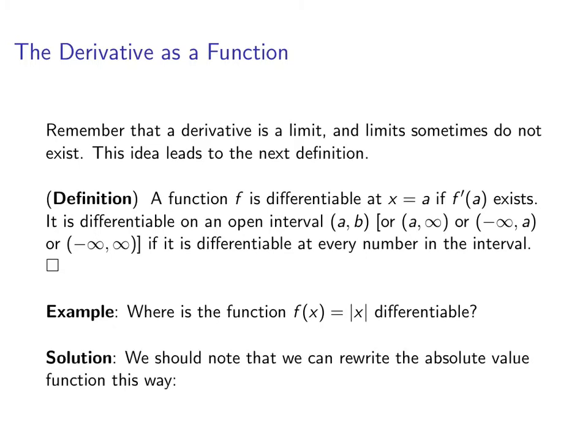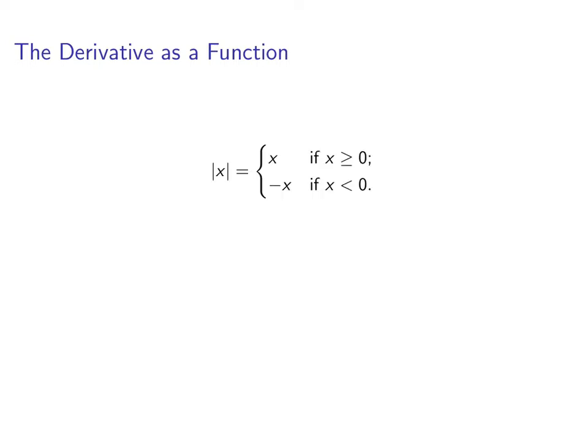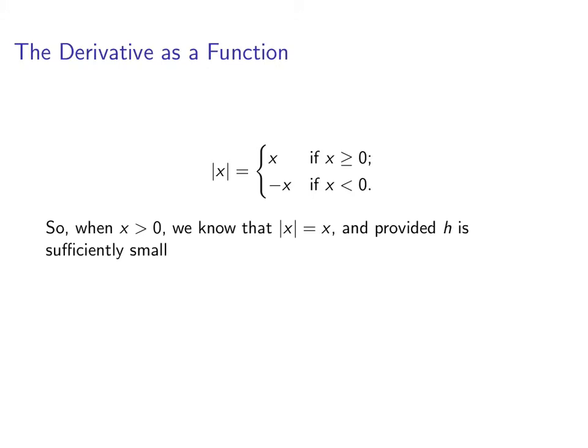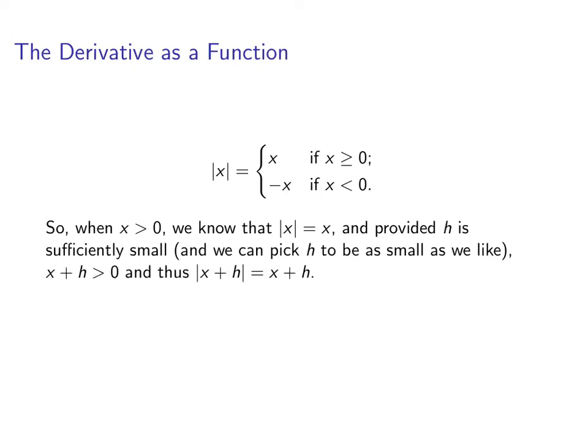I think it's worth noting that we can rewrite the absolute value this way. So we can rewrite it as a piecewise defined function. Now when x is positive, we know that the absolute value of x is equal to x. And as long as h is sufficiently small, and remember, we can pick the h to be as small as we like, x plus h is going to be positive, which means x plus h in absolute value is just equal to x plus h.